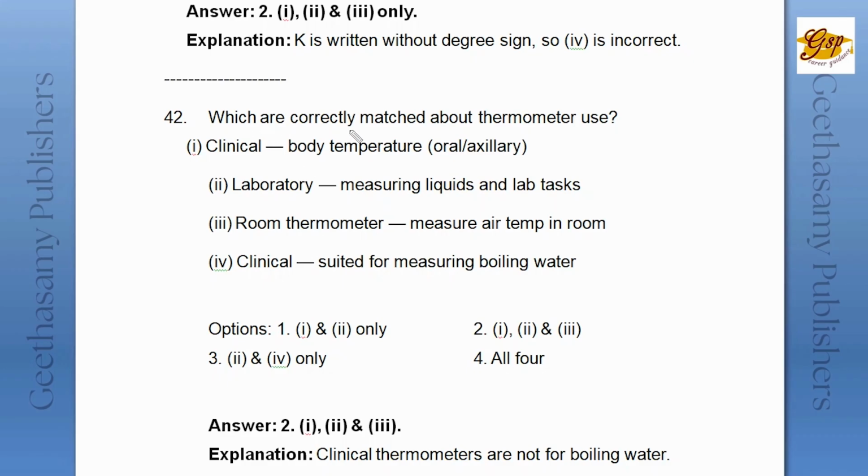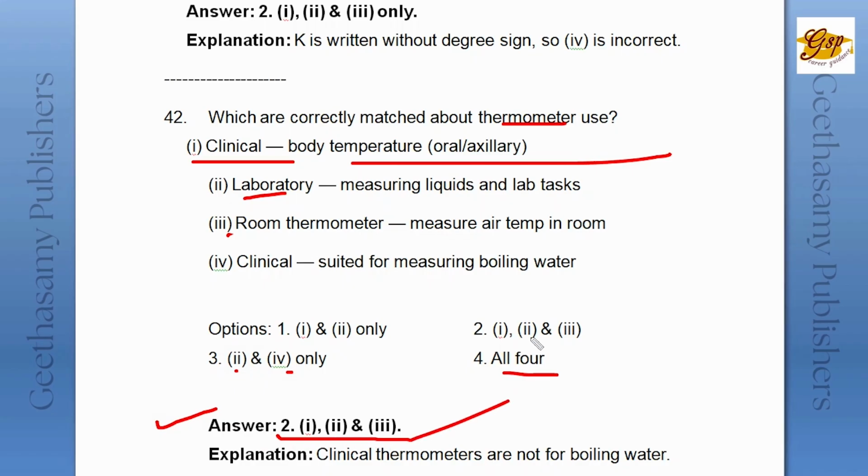42nd question. Which are correctly matched about thermometer use? Clinical, body temperature, oral, and laboratory measuring liquid and lab task, and room thermometer measure the air temperature, room clinical suited for measuring boiling water. Option 1 and 2 only, 1, 2, 3, 2 and 4, and all 4. The correct answer is 2, that is 1, 2 and 3. So the first 3 are all correct. Fine.